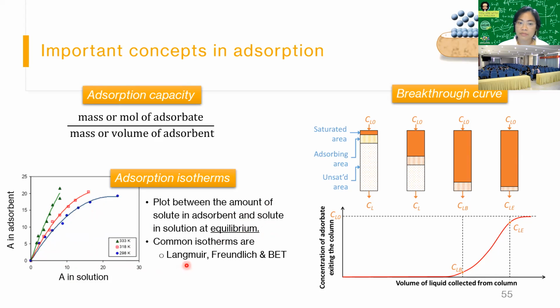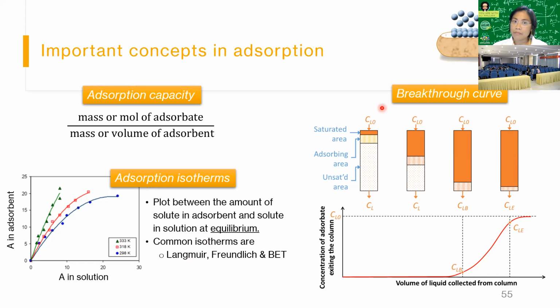The common isotherms are Langmuir, Freundlich, and BET. Just know the name. There are so many more isotherms, and each isotherm explains how the adsorbate gets adsorbed onto the surface of the adsorbent. For example, Langmuir is a single layer adsorption. Freundlich is multiple layer and that type of thing. So different isotherms explain different things, and they have different shapes as well.